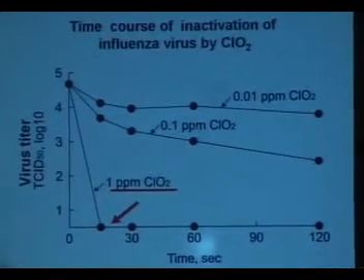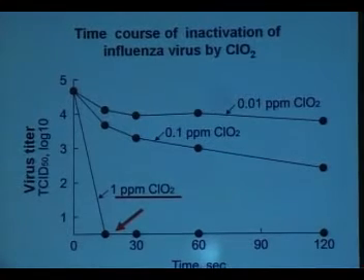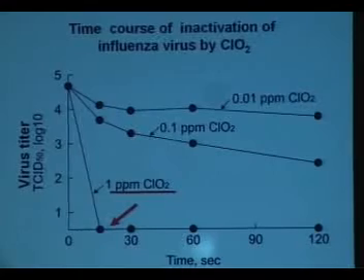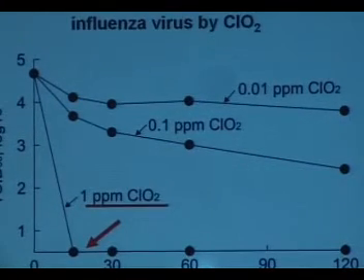This shows a time course as a function of chlorine dioxide concentration. At high concentration, the influenza virus was inactivated within 15 seconds.